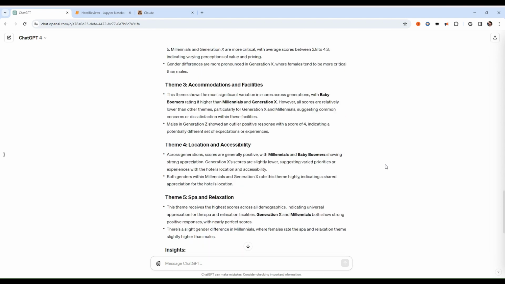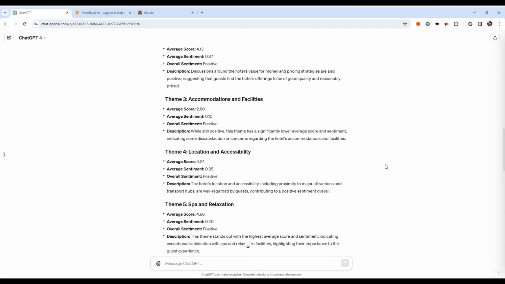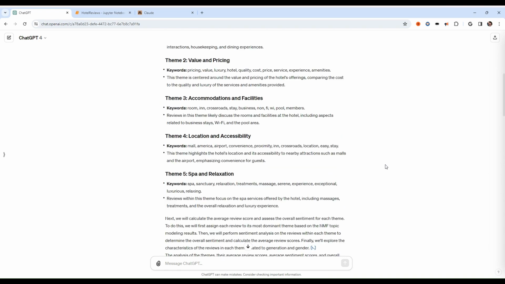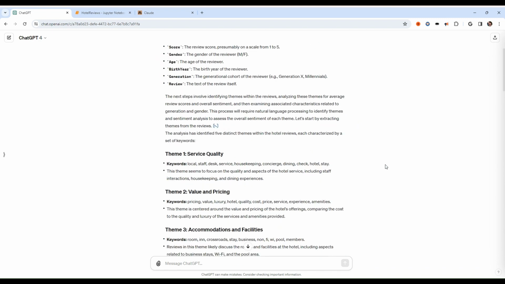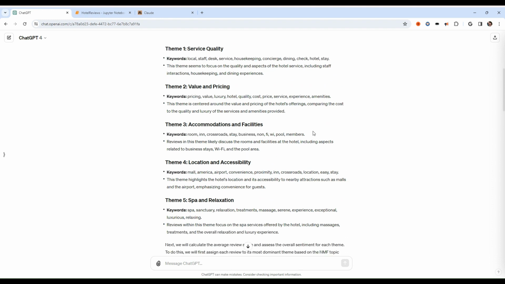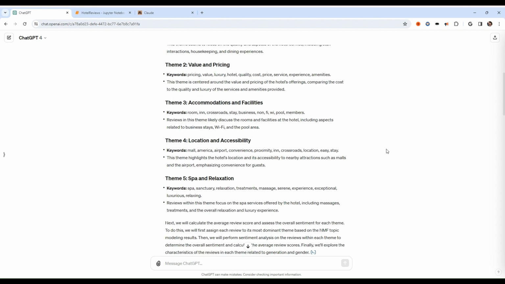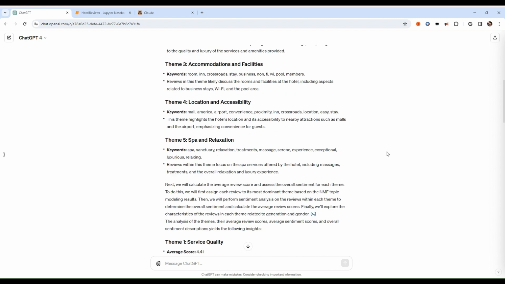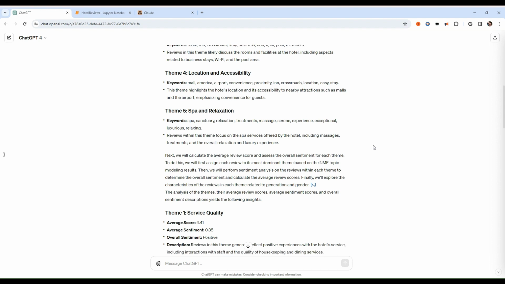This is a wealth of information here. So let's see what these five themes are. We have a theme of service and quality, and ChatGPT is telling us the associated keywords. We have value and pricing, accommodations and facilities, location and accessibility, and spa and relaxation.